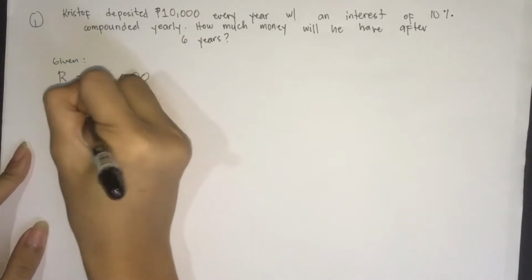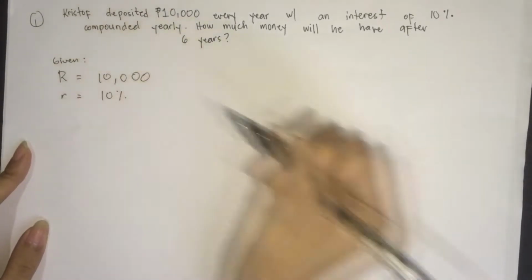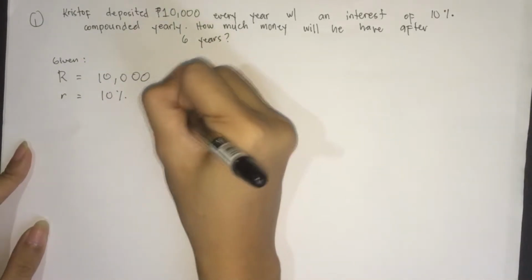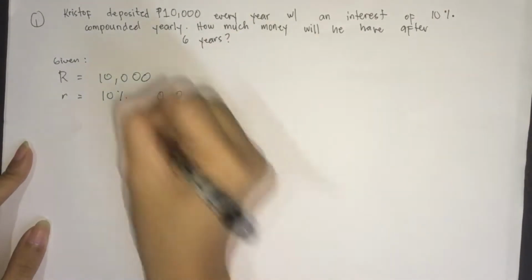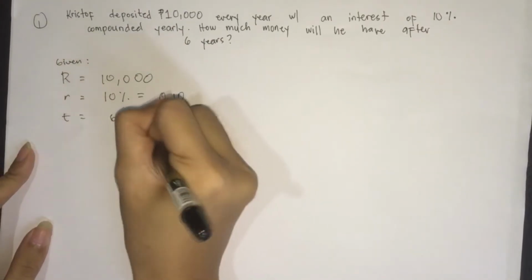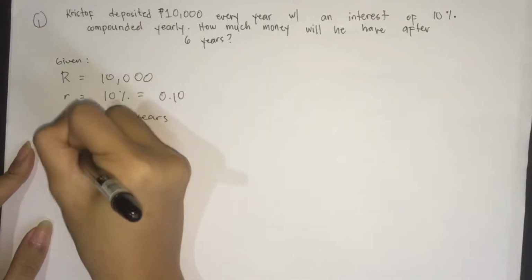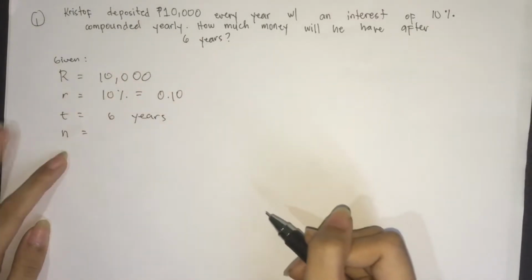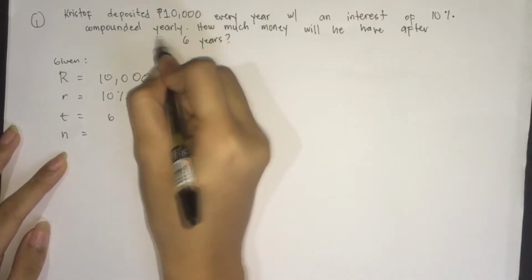The rate is 10% and in conversion, it will be 0.10. The time is 6 years, and the conversion period, or n, since it's yearly, is 1.